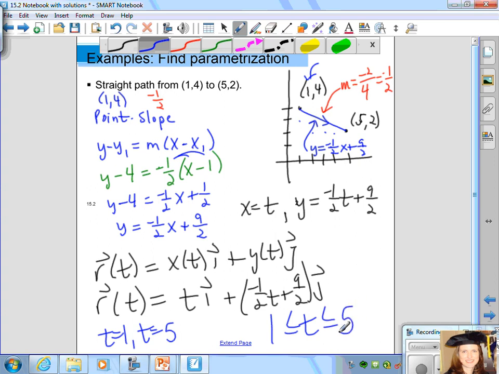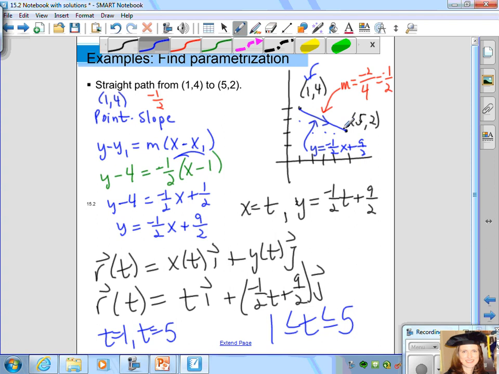And you can check to see if this parametrization gives you your start and your end point by plugging in t equals 1, and you get the location 1i plus 4j. When you simplify it, that will give you the first location. And then when you plug in the ending point, when t is equal to 5, you get 5i plus 2j. So it will give you the same start and end.